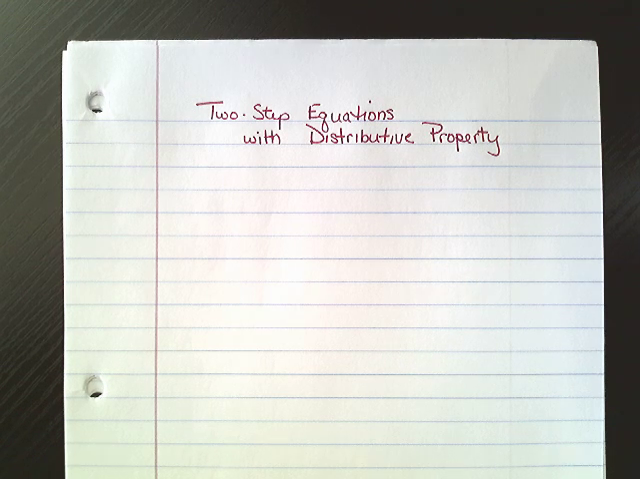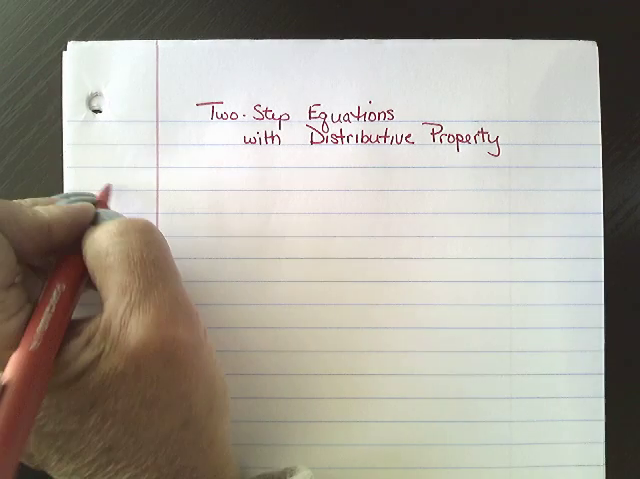All right, we're going to continue our two-step equations, solving them, but this time we're going to include the distributive property. So there's going to be one additional step that we will need to do before we can solve the equation. So let's get right into our examples.